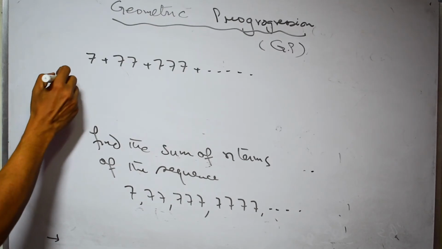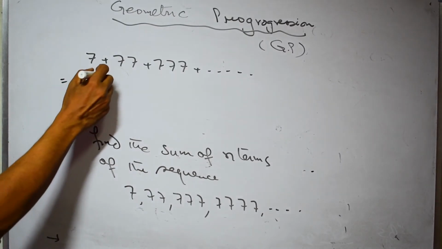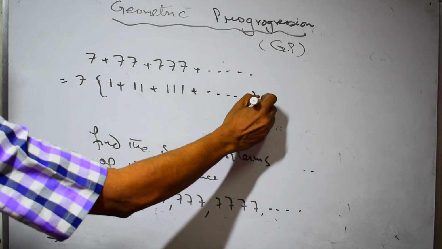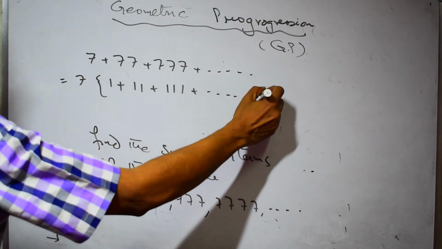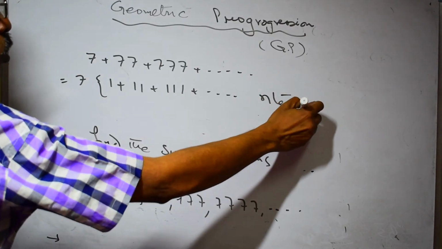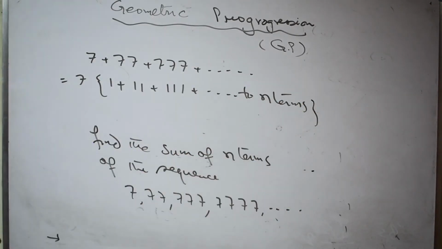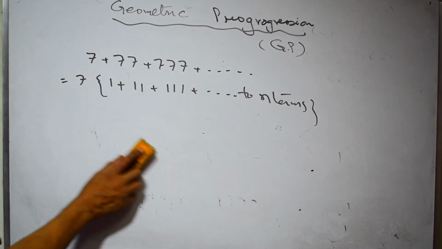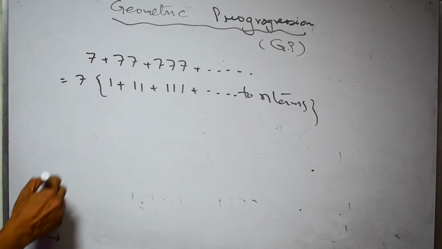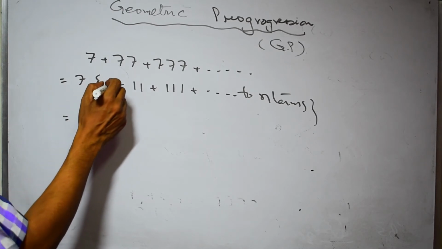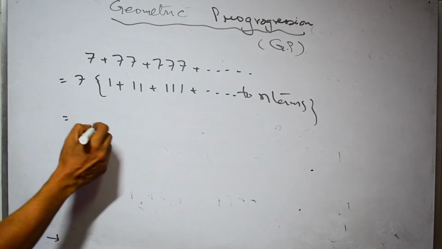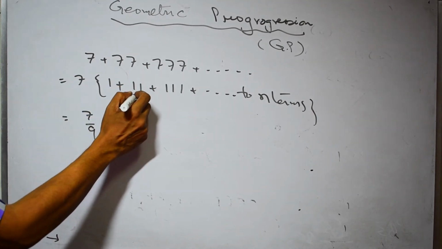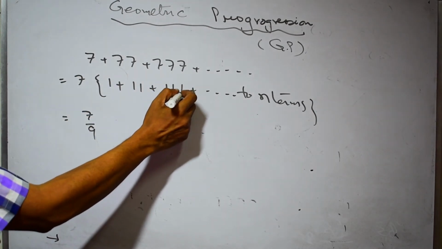If you take 7 common, then what you are finding is 1, then 11, then 111, and so on, n times, to n terms. But no real sequence is observed here. What we can do, we can create the sequence as a GP. Now if you multiply 9 in all the terms and divide by 9, that means 9 by 9, 99 by 9, 999 by 9.